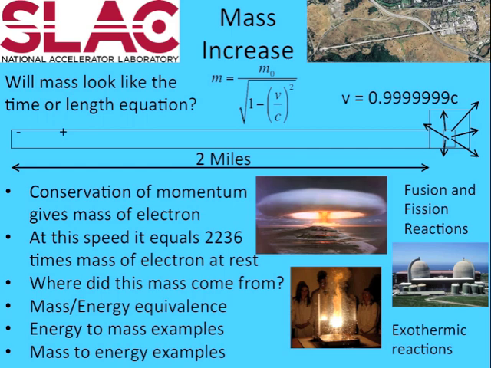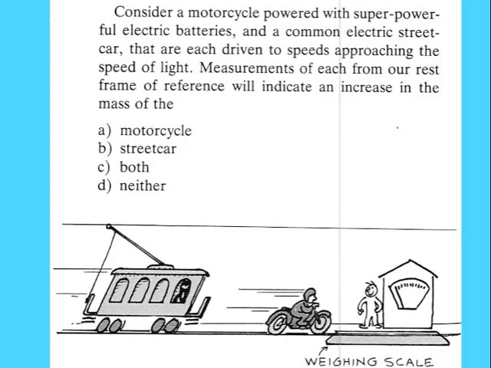And also in an exothermic reaction, you're releasing energy, and so the mass of the products is going to be less than the mass of the reactants. But again, it's so tiny it's usually ignored, but it does happen. And here's a question. Consider a motorcycle powered with super powerful electric batteries and a common electric streetcar. Well, it wouldn't be very common if it's going at a speed approaching that of light.